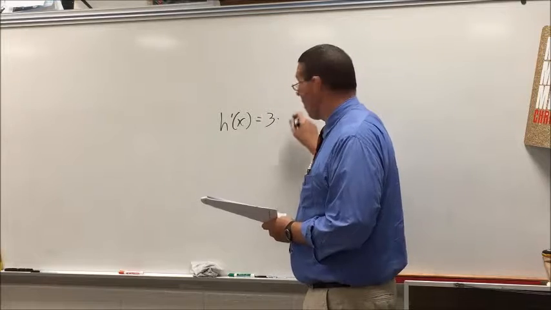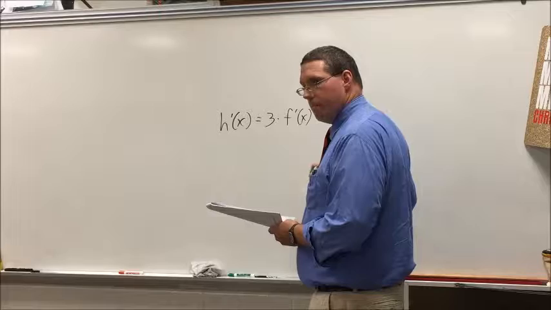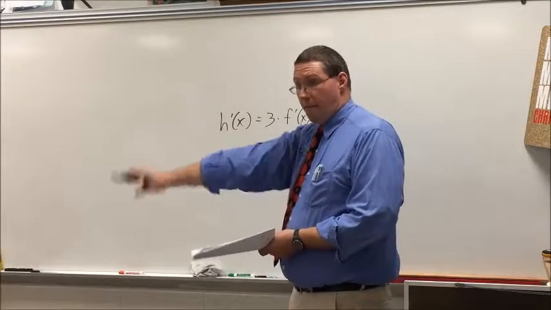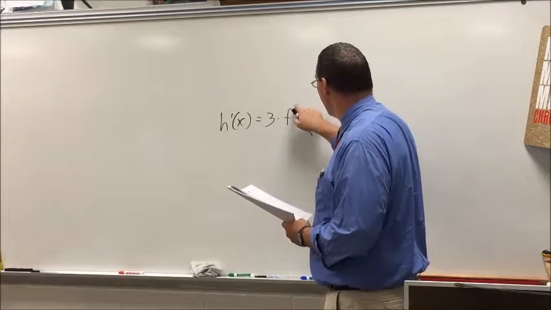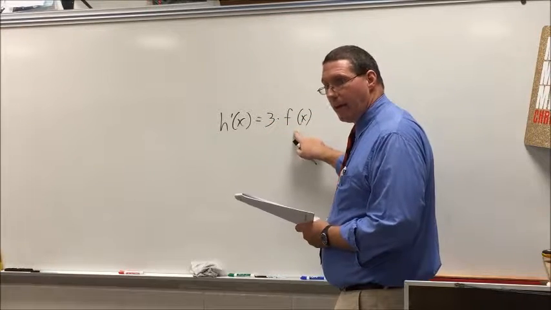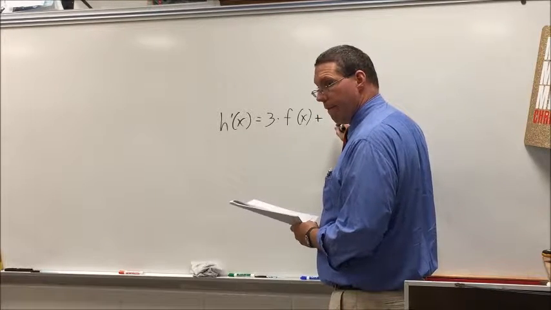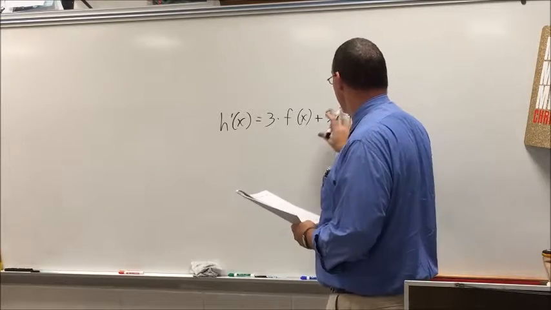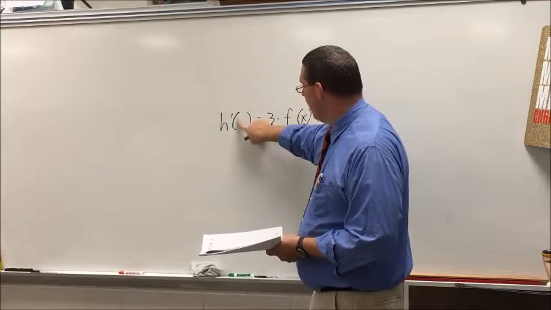Times f prime of x. Oh, product rule. It's 3x, a function, times f of x, plus. Oh wait, hang on, we did this wrong, sorry. Not f prime. Derivative of this times that, then plus 3x times f prime of x. There we go. So here's h prime of x.